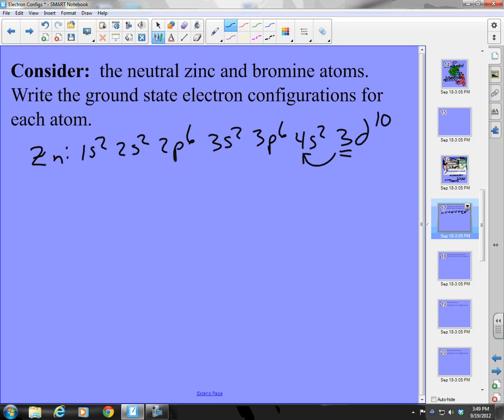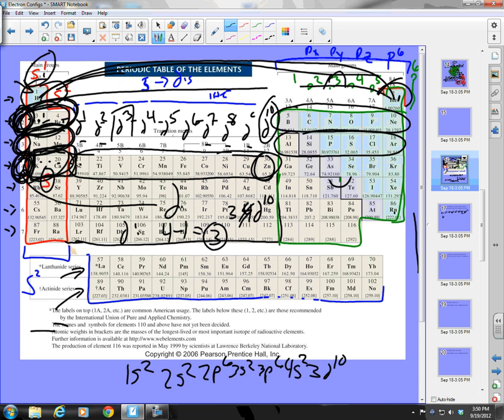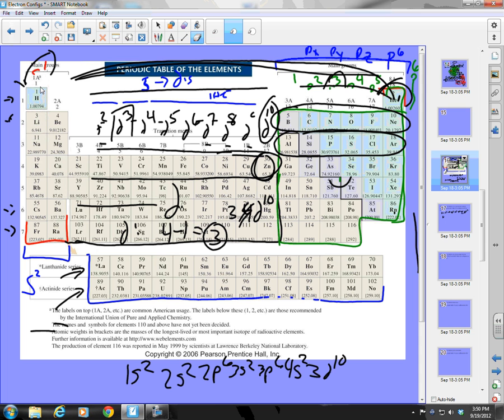Good. Bromine. Let's look at bromine. Are you ready? Let's take a look at my periodic table. And I have to clean it up a little bit. Let's clean up all of this. This is such a mess. There we go. Bromine. Where is bromine? Bromine is right here. It is in what block? It is in my P block.